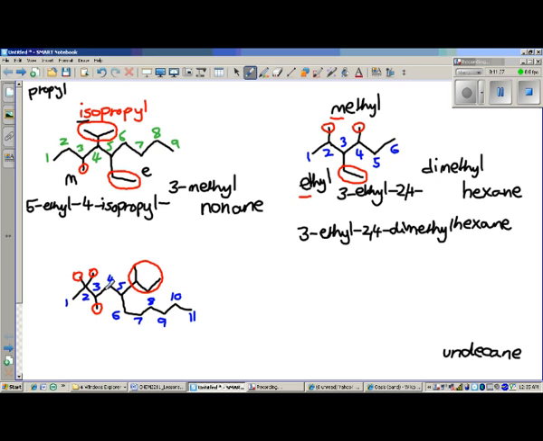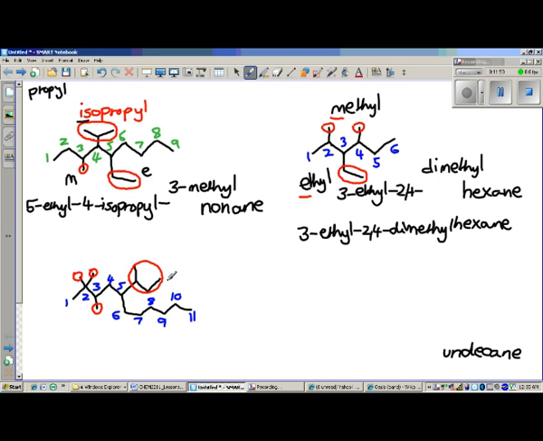Okay? It's like the parent chain is the landlord. The propyl group is the tenant. And then maybe the methyl group is the tenant's pet bee or something like that. So, how do we do that? It's actually not that complicated.